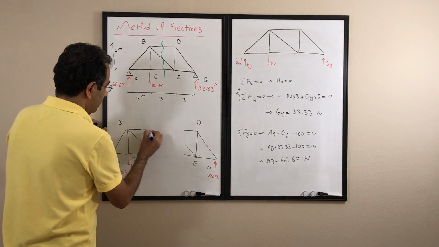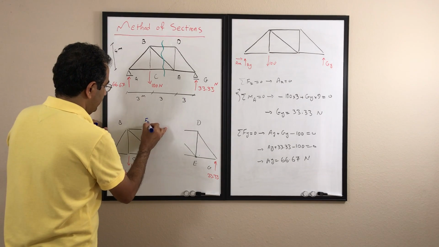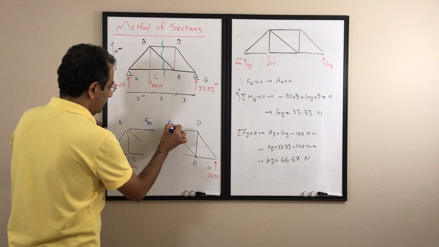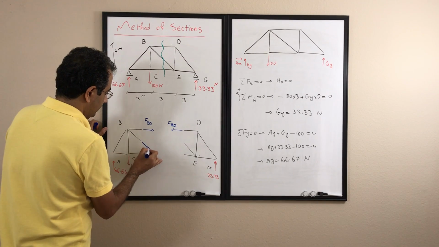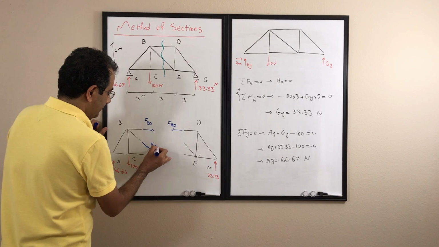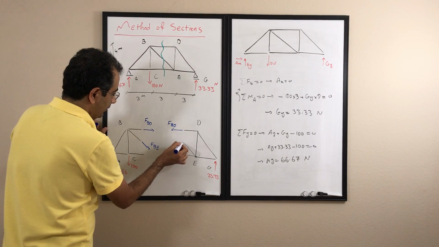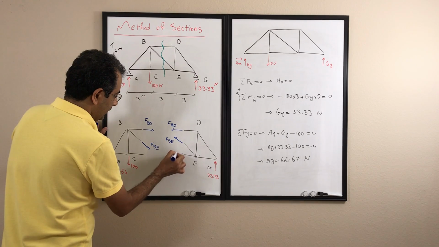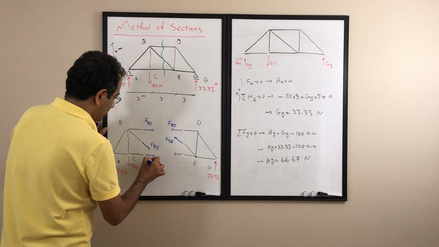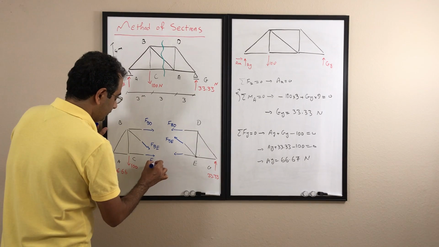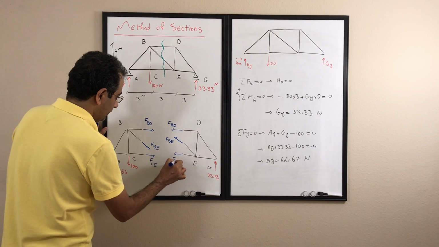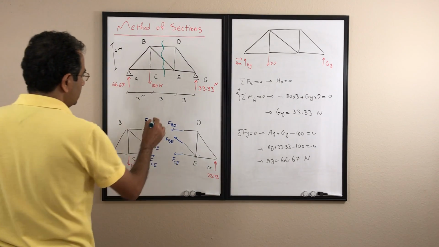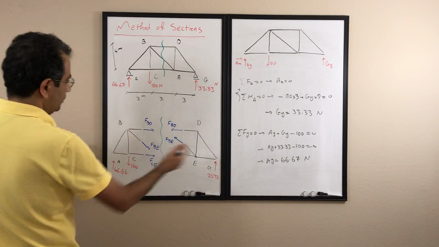So I have FBD, and then I have the reaction of that, equal and opposite, FBD. Same here, I have FBE, and I have the reaction of that, FBE, and then I have here FCE, and I have the reaction of that FCE right on the other side. So basically I cut through it and I split it into two parts.